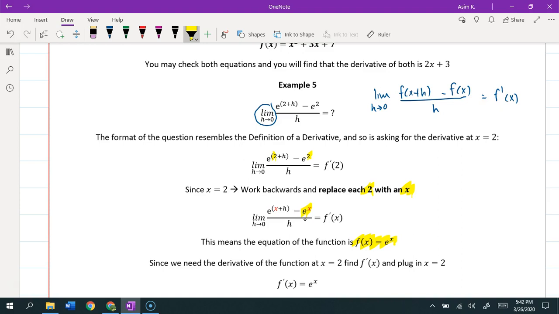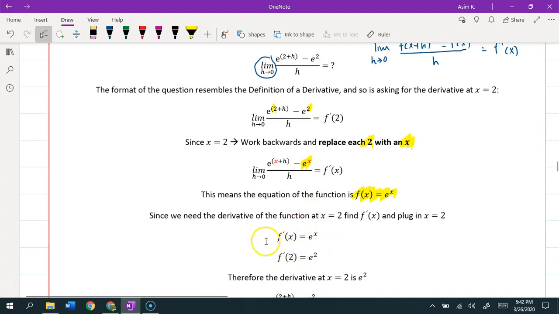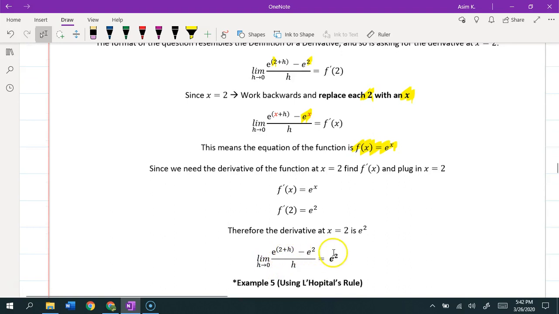Well, what is its derivative? The derivative of f of x, the derivative of e to the x is e to the x, right? So we have its derivative right over here. Now plug the number 2 back in, and coincidentally, you end up with e squared, and we're done with that.